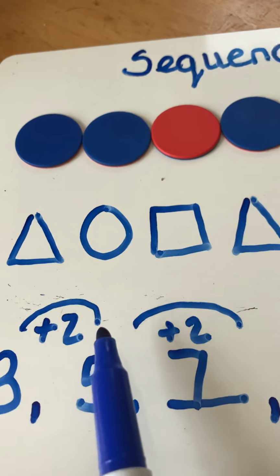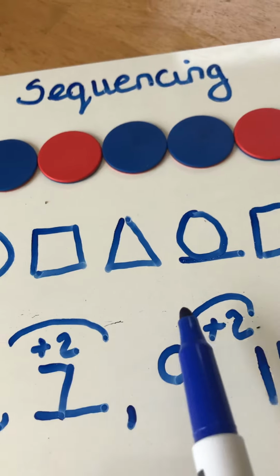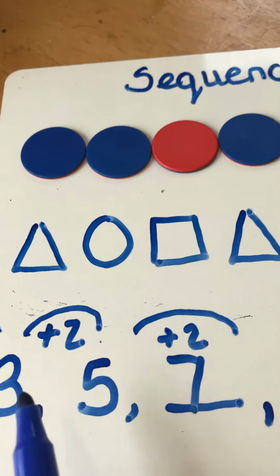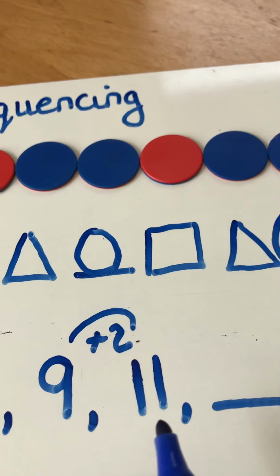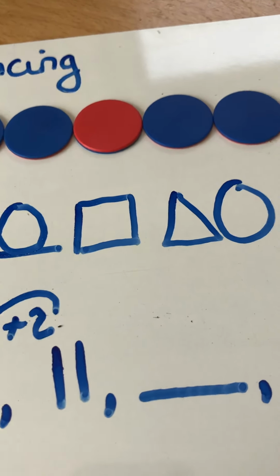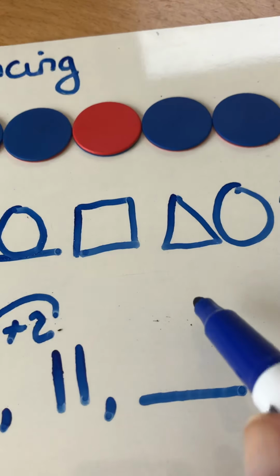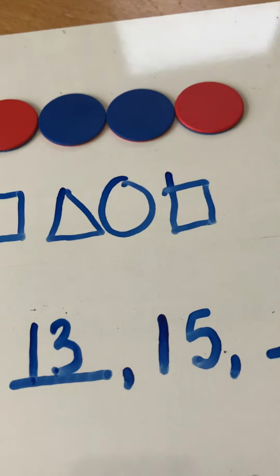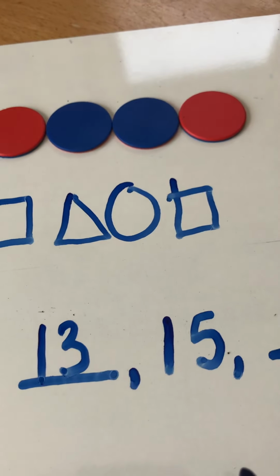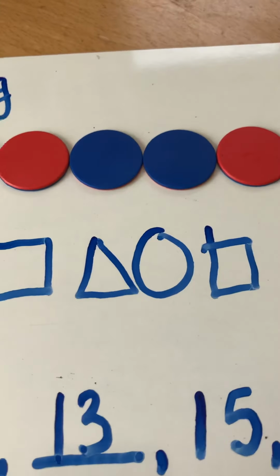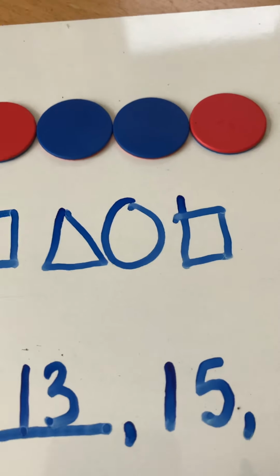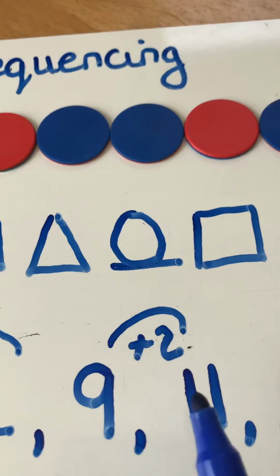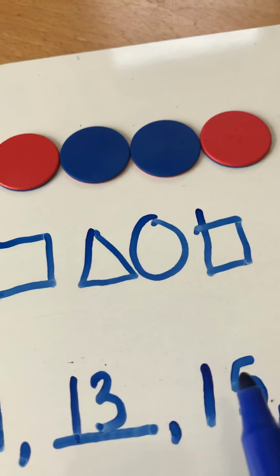So we've increased 2, another 2, and another 2. So yes, our pattern is going up in 2. So we've got 3, 5, 7, 9, 11. What would be next? Well, 2 more than 11 is 13. And our last number is 15. Oh, we've got another 2. Hold on, I'm going to add another 2 on there. All right, so we've got 3, 5, 7, 9, 11, 13, 15.